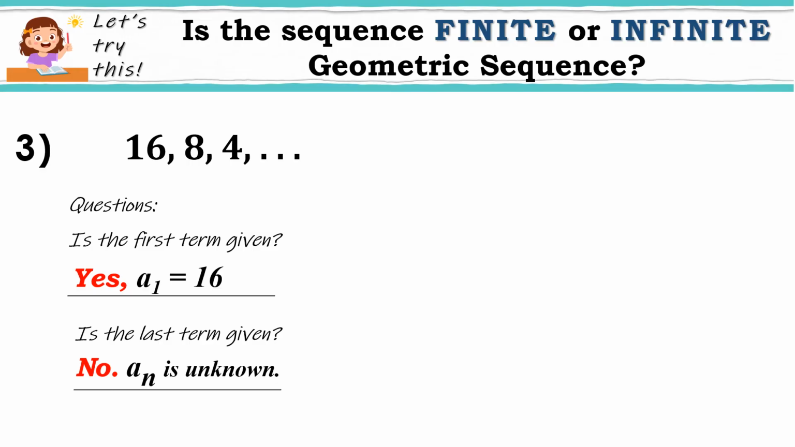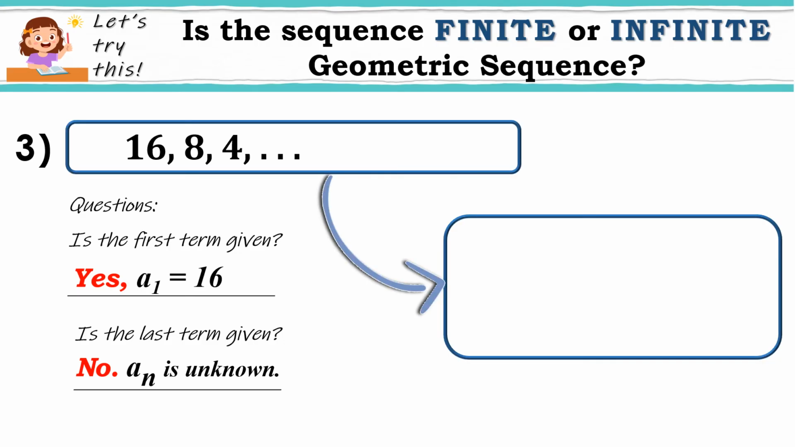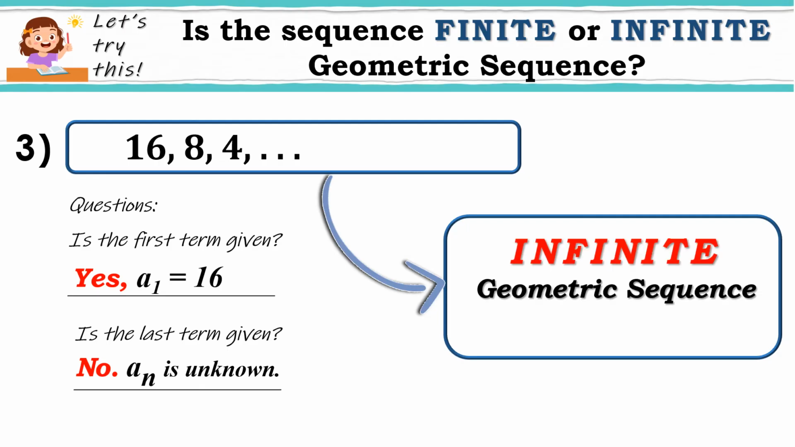Kung mapapansin nyo dito, meron tayong 3 dot yan. Ibig sabihin, tuloy-tuloy lang yan. Though alam natin kung ano ang susunod sa 4, what the next term after 4, and then possible na alam pa rin natin kung ano yung mga susunod pang terms, but we do not know where to stop, kung saang term tayo kailangan huminto. So that means our a sub n is unknown. So dahil dyan, itong ating sequence ay infinite geometric sequence. At dahil geometric sequence, ang common ratio natin ay 1/2 or 0.5.